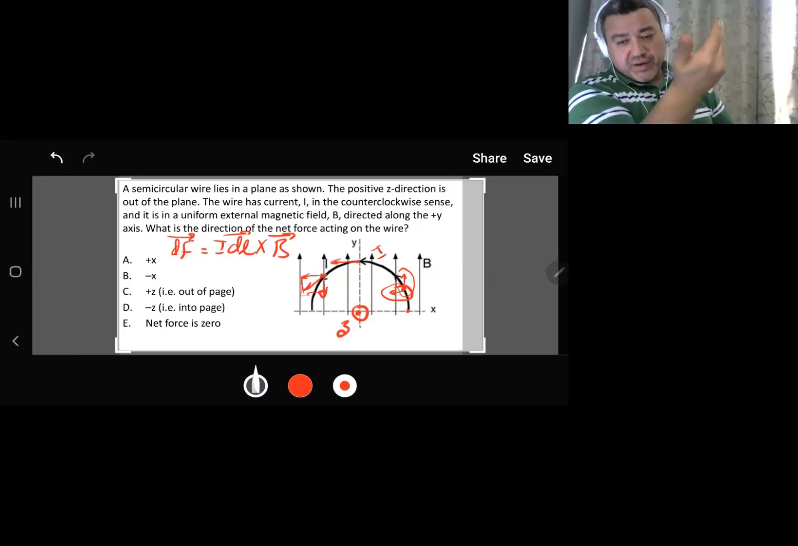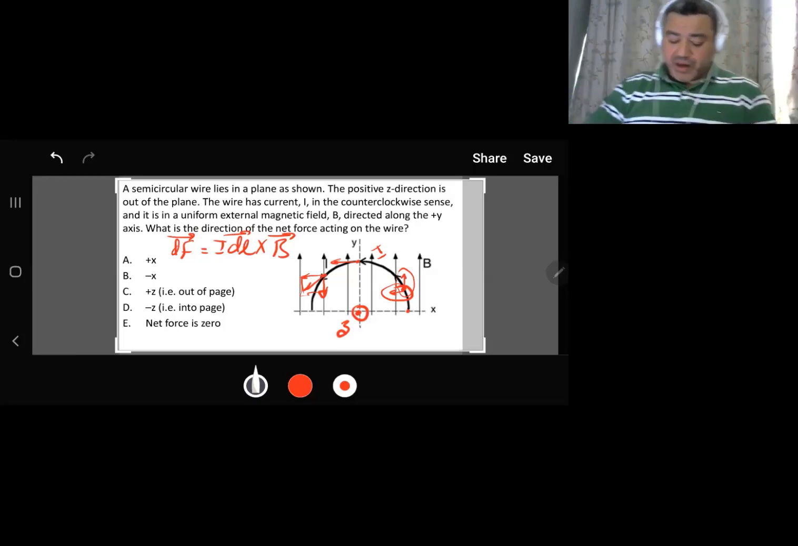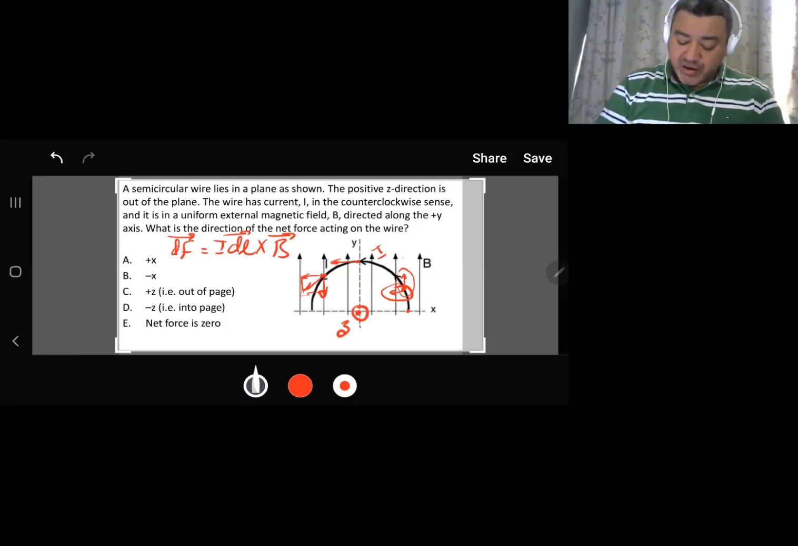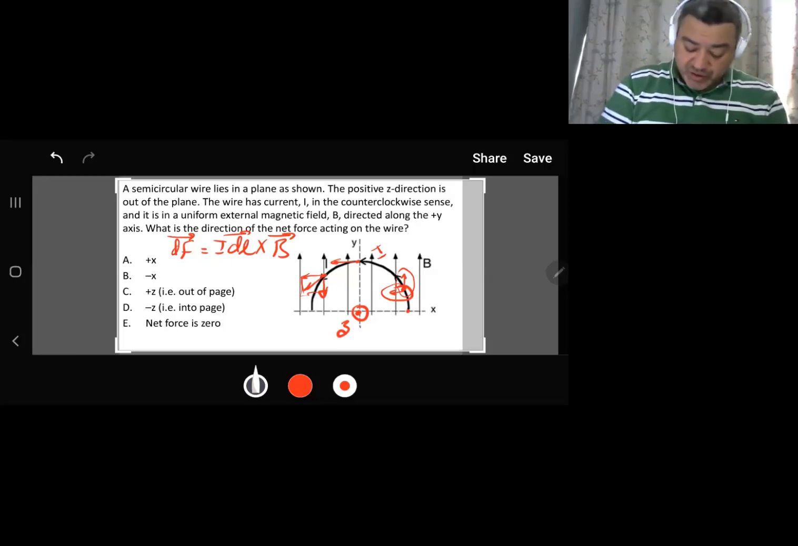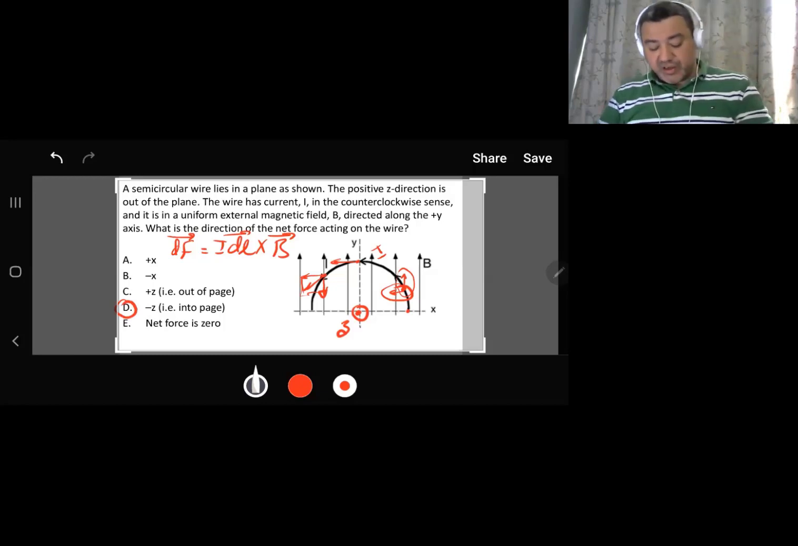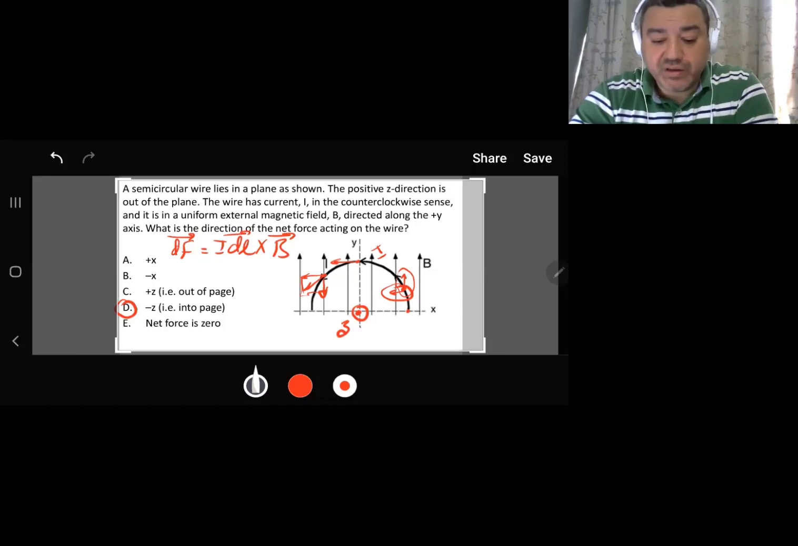Then I have my force applied on the semicircular. All forces on that semicircular shape are pointing into the page. So the answer here would be D, the negative C pointing into the screen.